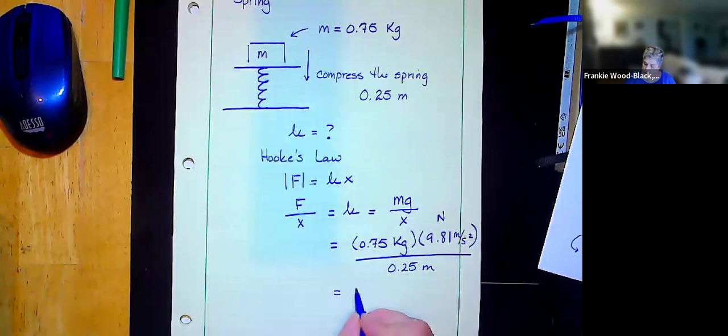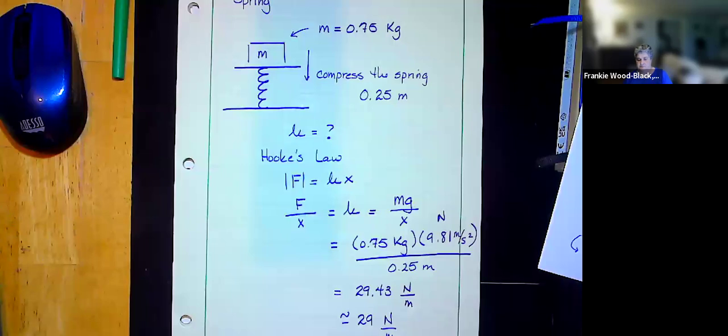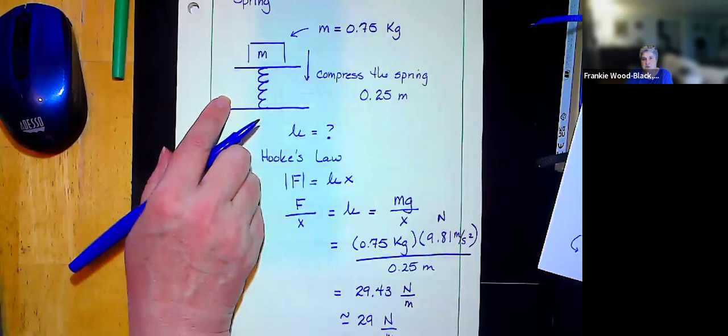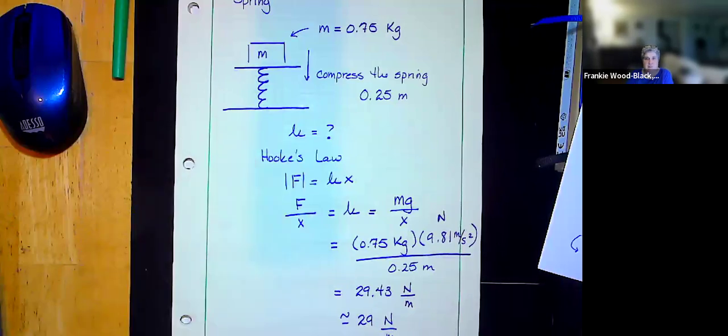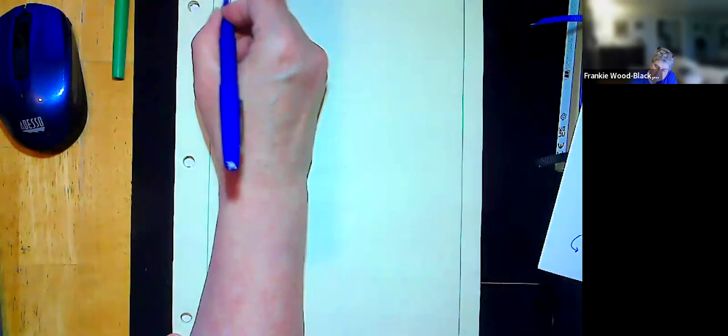So let's do that calculation. I've got 29.43 Newtons per meter. We're just going to make it approximately 29 Newtons per meter. So we've actually measured our spring constant. We're able to calculate the spring constant. So we're going to take that same spring.